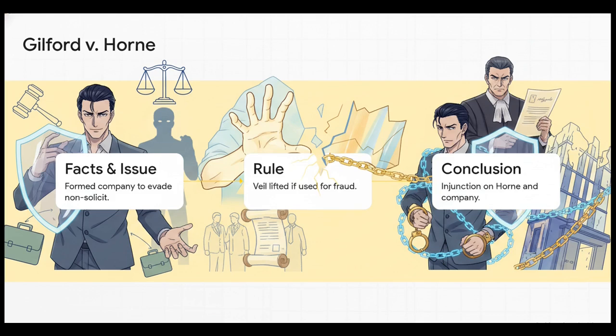Mr. Horn was an ex-employee who signed a contract explicitly saying he wouldn't steal his former employer's customers. To cheat the system, what does he do? He forms a brand new company and has the company steal the customers instead. Clever, right? Well, the rule applied was that the corporate veil will be lifted if the company is merely a cloak for fraud. The conclusion? The court completely dismantled Horn's fraudulent facade. They slapped an injunction on both Horn, personally, and his sham company. The lesson is simple. Do not play games with the corporate veil.